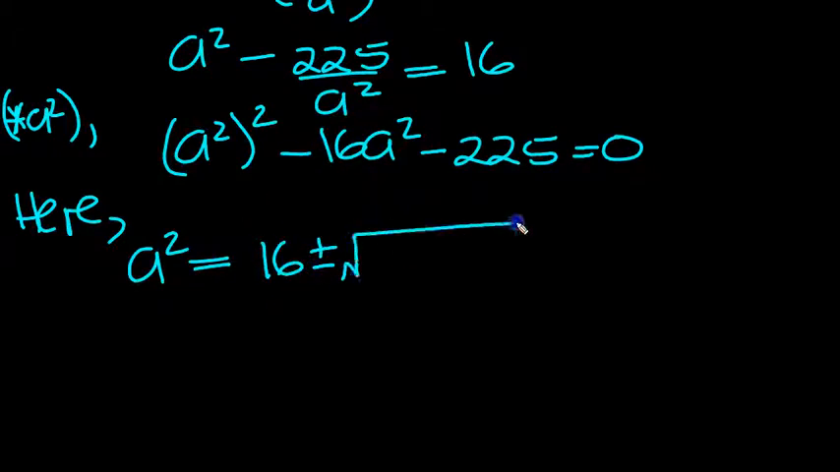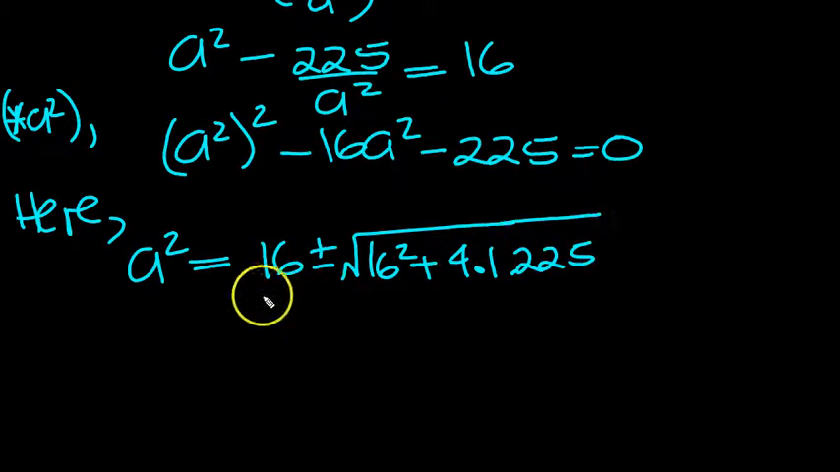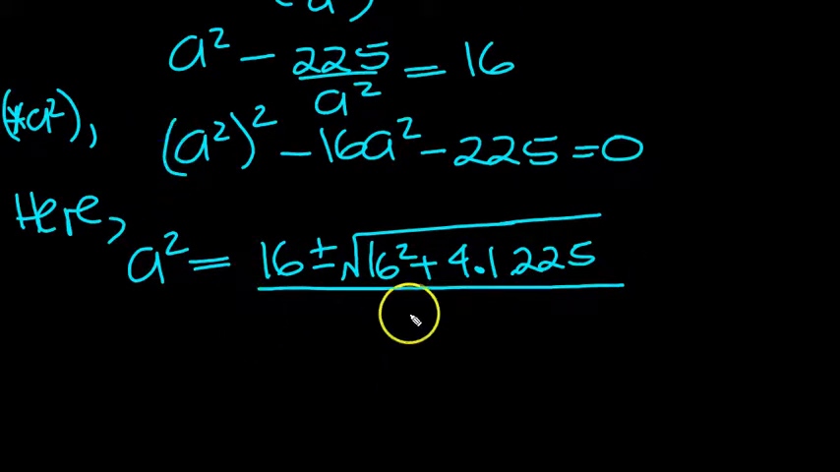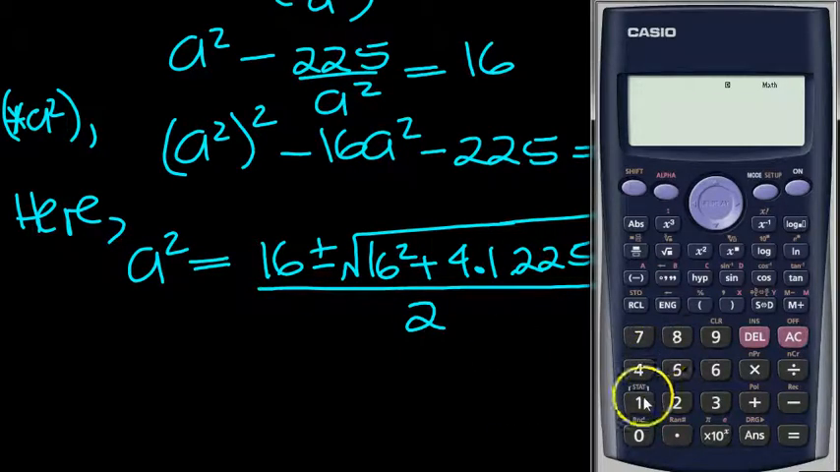Here a squared is equal to minus b, so that will be 16, plus or minus the square root of b squared, 16 squared, minus 4 times a, which is 1, times c, which is minus 225, all over 2 lots of a, and the number of a's, the first term, is 1 in the formula. So 16 squared plus 4 times 225. Let's get a calculator to do that. 16 squared plus 4 times 225 equals 1156.